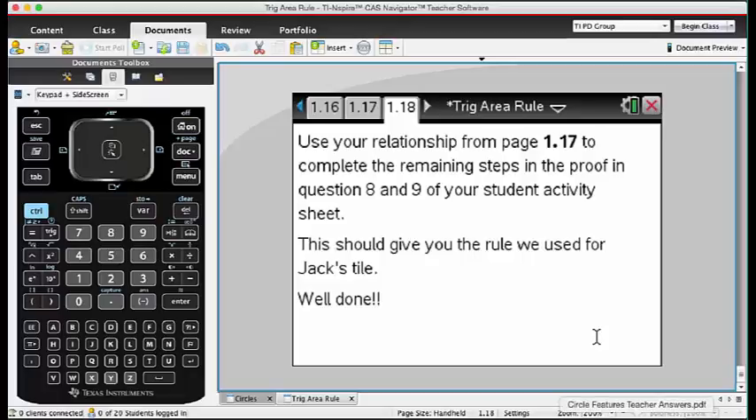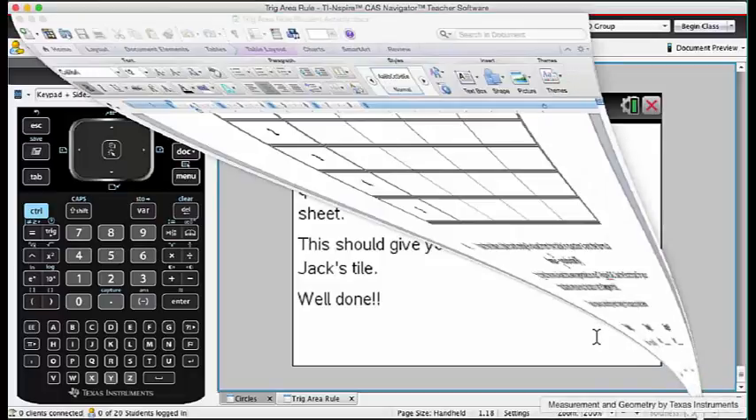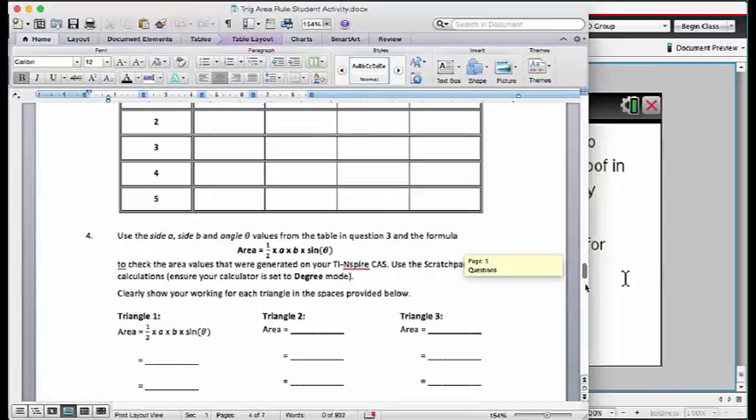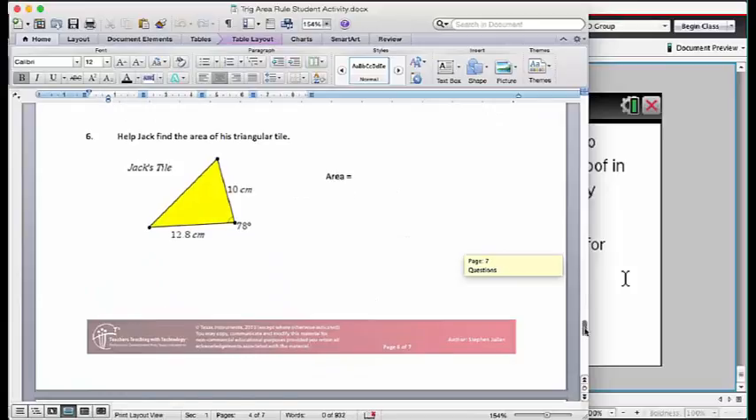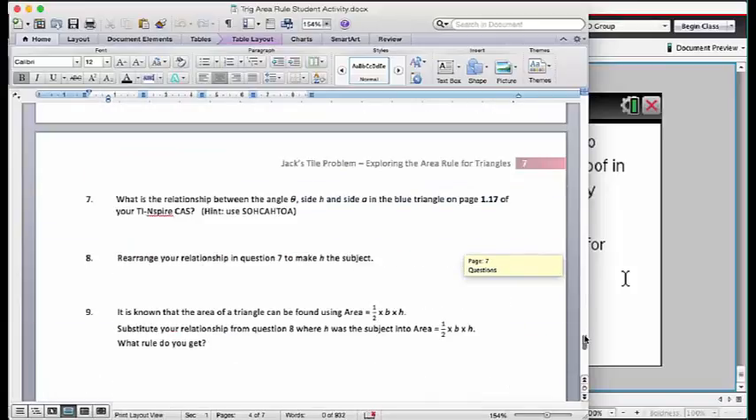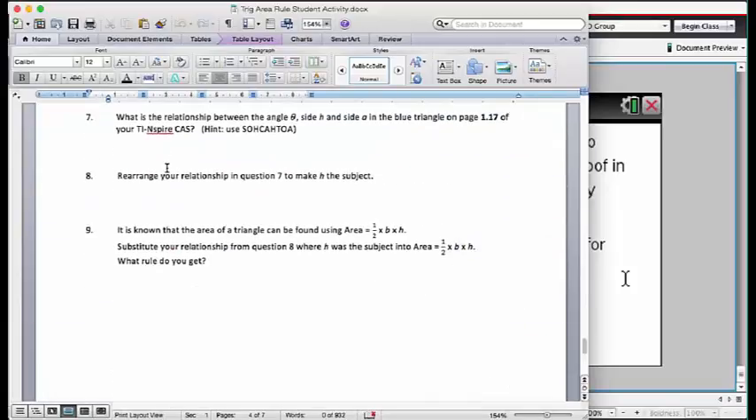Okay, so if we go back to our student handout, again, the students are actually taken through that above, and then there's a place here where they can do their working out, something to do with Jack's original tile, and then there's information about where they can put down their rearrangements and looking at the connections, and it gives all the information for the students to hopefully be able to explore and see the connection between area equals a half base times height and the rule that we've just worked out of a half AB times sine theta.